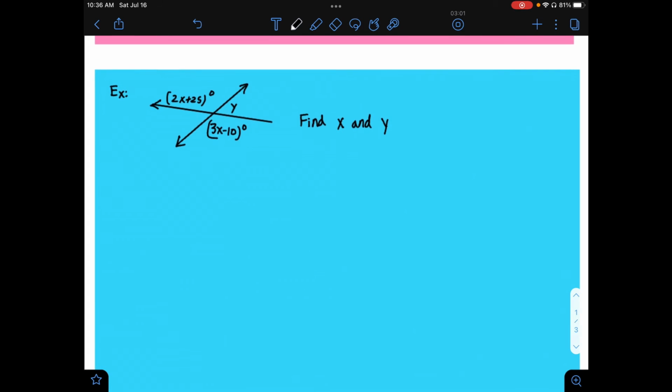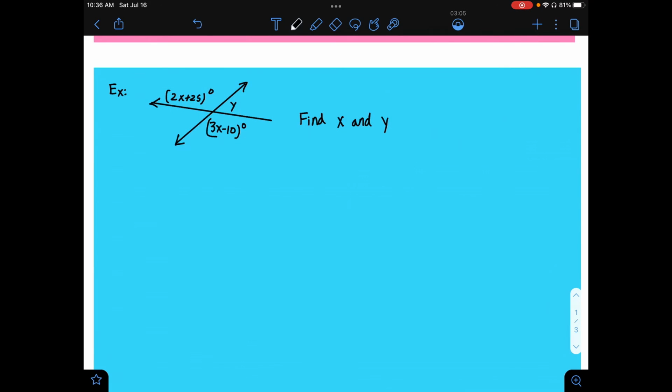Okay, we're going to move on now to a different example using both supplementary angles and vertical angles. Here you can see these two angles are going to be equal, and then these two will add up to 180, and these two will add up to 180.